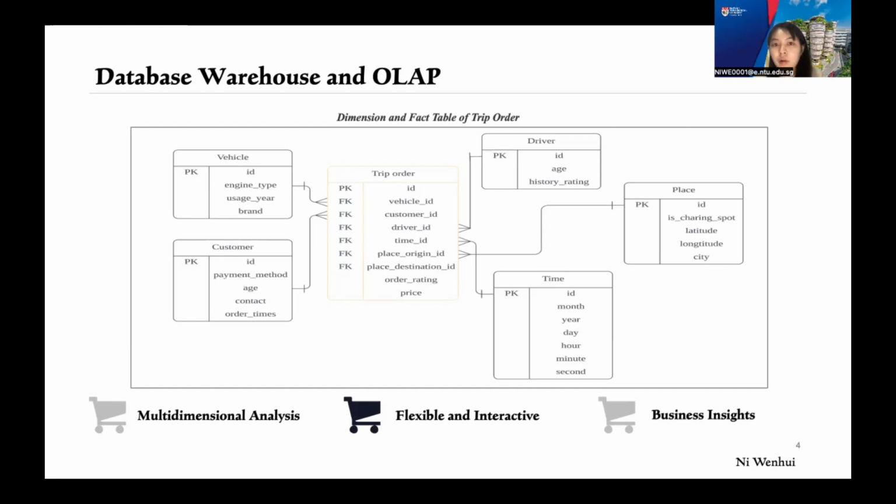For data within the OLAP, the dimension table and fact table should be used. And here is also a sample of the trip order. We can see that it is in the star schema, where the trip order is the fact table, and it's connected to a lot of dimension tables like the vehicle, customer, driver, time and place. And then the order rating given by the customers and the price paid by the customer can be aggregated by our OLAP by the GTA staff, and then it can be used for further sales analysis or order analysis.